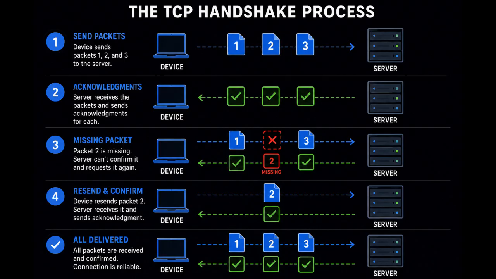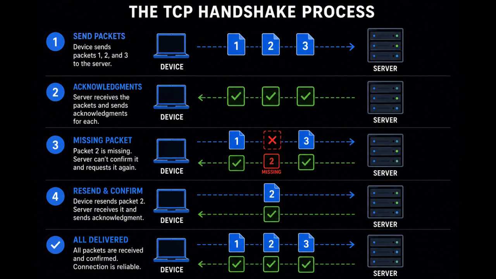Let's start with TCP, Transmission Control Protocol. The way TCP works is methodical by design. When your device sends data using TCP, it breaks that data into numbered chunks called packets. Each packet goes out individually, and the receiving server sends back a small confirmation, called an acknowledgement, for every packet that arrives. If a packet goes missing or arrives corrupted, the server notices the gap in the sequence and requests that specific packet again. Nothing gets handed to the application until the full message is confirmed complete and in order.